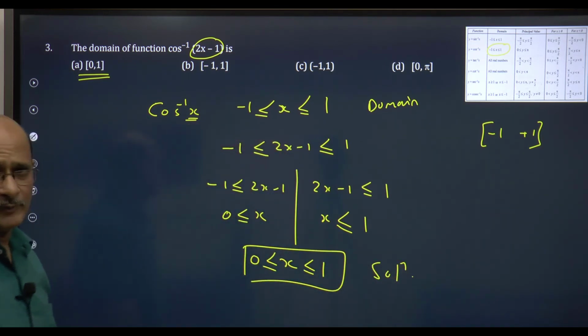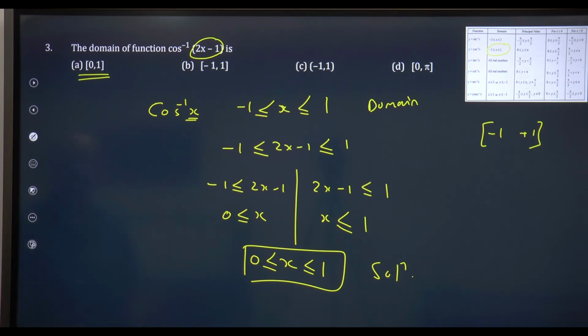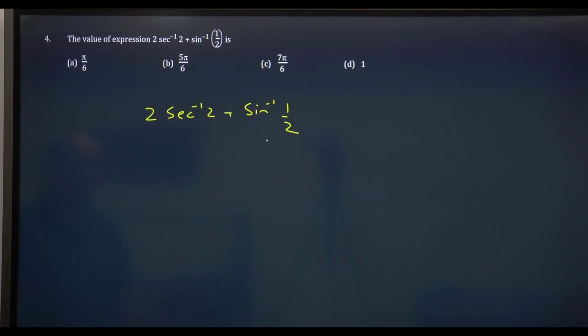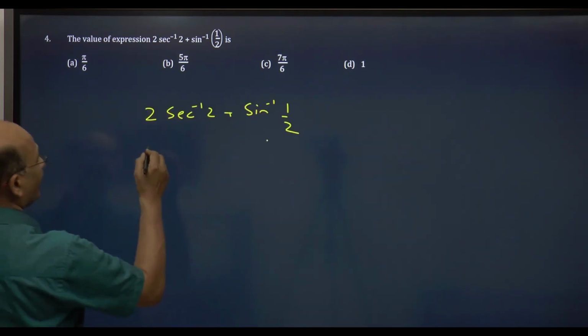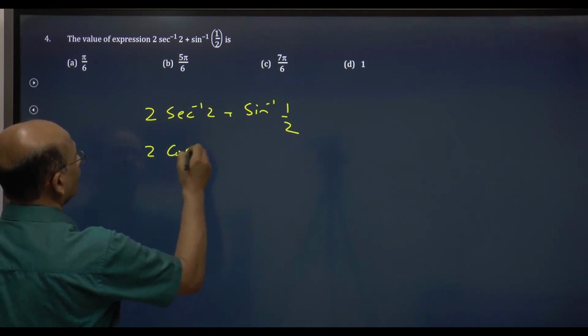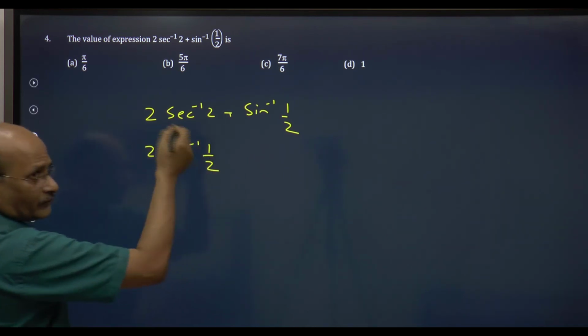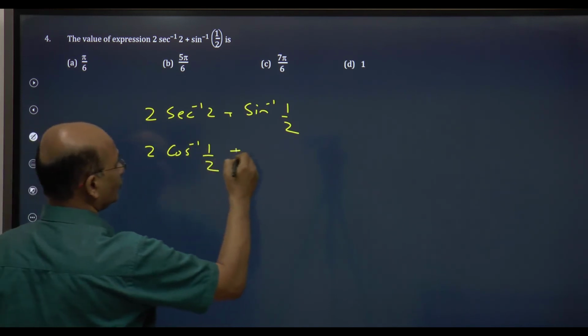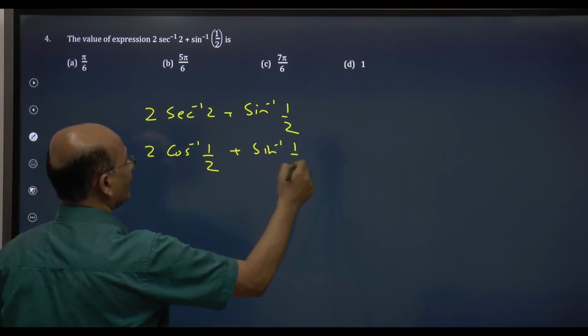So I hope you got this point clear. Let us take the next question, guys. Fourth one. The value of sec inverse 2. What I can do here to just make it simpler: 2 cos inverse 1 by 2. Sec inverse is reverse of cos. So it is 2 cos inverse 1 by 2 plus sine inverse 1 by 2.